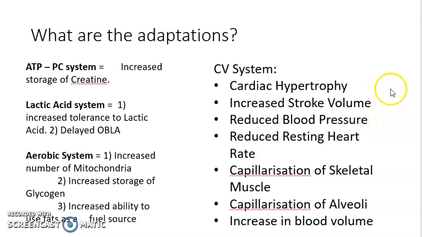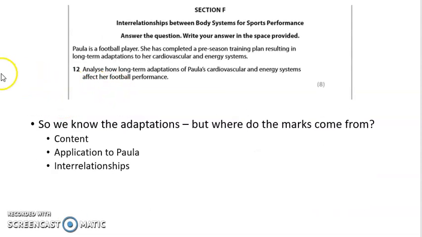The adaptations are cardiac hypertrophy, increased stroke volume, reduced blood pressure, reduced resting heart rate, capillarization of skeletal muscle, capillarization of alveoli, and an increase in blood volume. So, armed with all of that information, you should be able to have a really good crack at the question. The problem is that the adaptations and the content do give us marks.